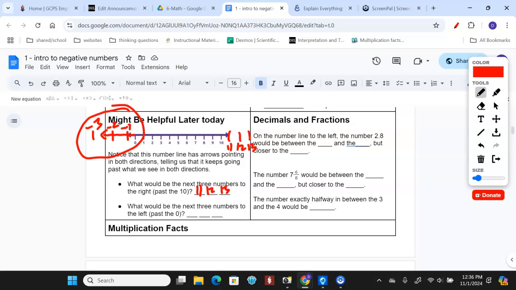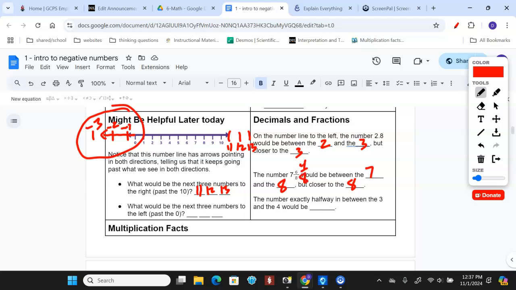On the number line to the left, the number 2 and 8/10 would be between the 2 and the 3. It would be closer to the 3. The number 7 and 6/8 would be between the 7 and the 8. It's more than 7. It's less than 8. It would be closer to the 8 because 6/8 is more than half. 4/8 would be half, so it's closer to 8.